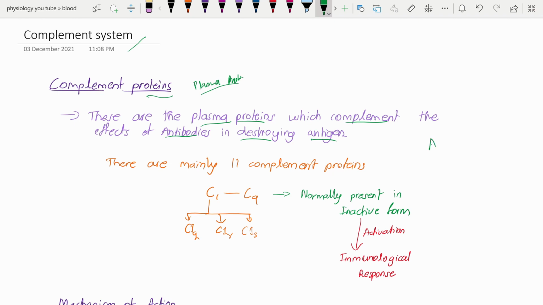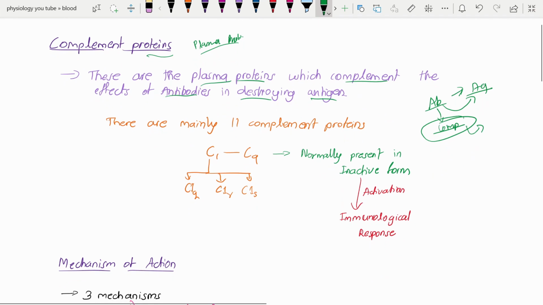If you think that antibodies alone will destroy the antigen, it is not true, because we need a complement system. Of course, antibodies can destroy antigens, but the complement system will complement. That means it will complete the process of antibodies. We will see that by the end of the video.